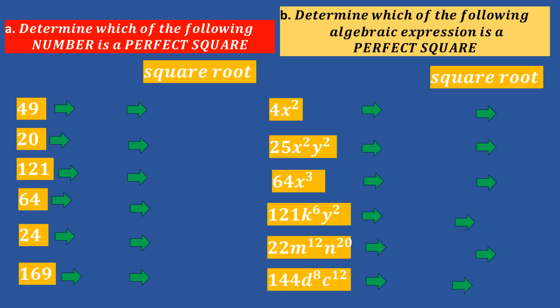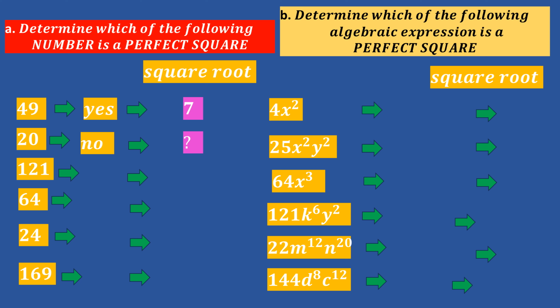Is 49 a perfect square? So yes, it's a perfect square and its square root is 7 because 7 squared will give you 49. Is 20 a perfect square? It's not, because there's no such number that we multiply by itself that will give you a product of 20. So there's no such square root.